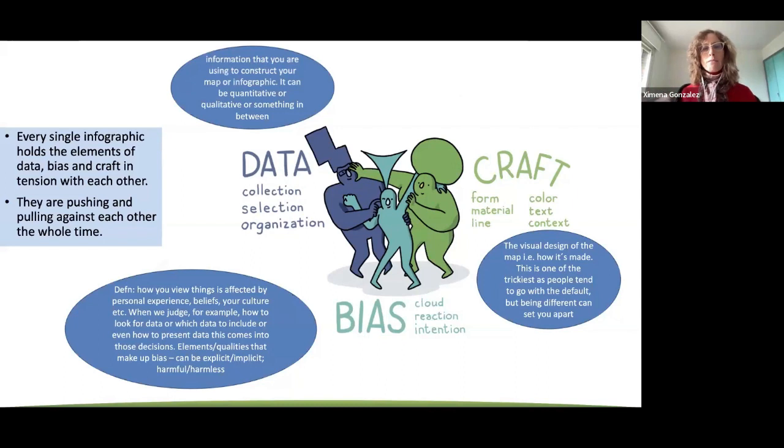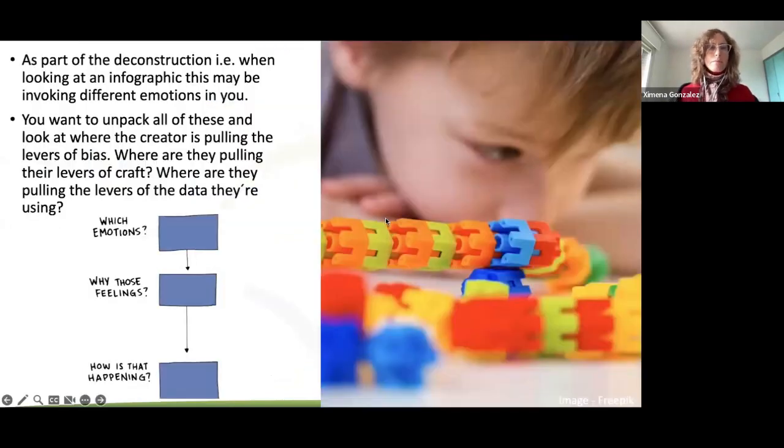And these three things are always in tension with each other. They're pushing and pulling. Like data: we were talking about collecting data, and there's some bias around it, and they're always pushing and pulling. You need to consider that. It's not clear cut.